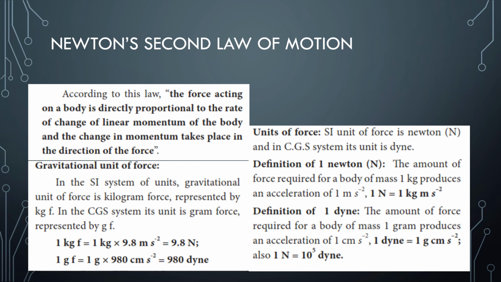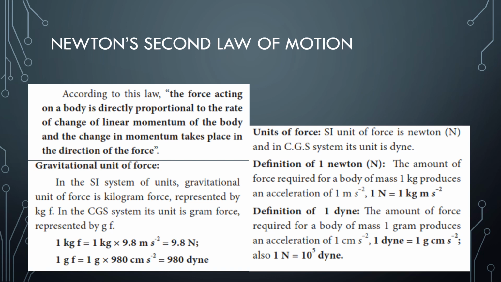Let m be the mass of an object moving along a straight line with an initial speed u. After a time interval of t, the velocity of the body changes to v due to the impact of an unbalanced external force F. Initial momentum of the body Pi is equal to mu. Final momentum of the body Pf is equal to mv. Change in momentum delta P is equal to Pf minus Pi, which is equal to mv minus mu.